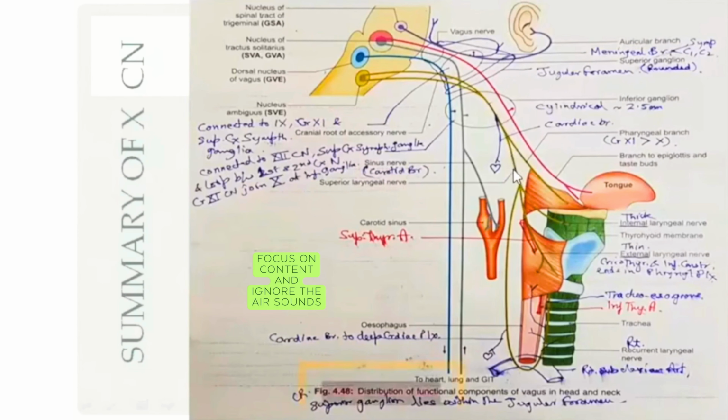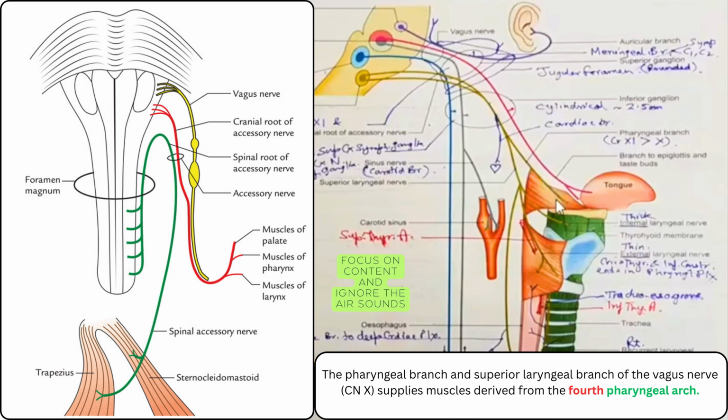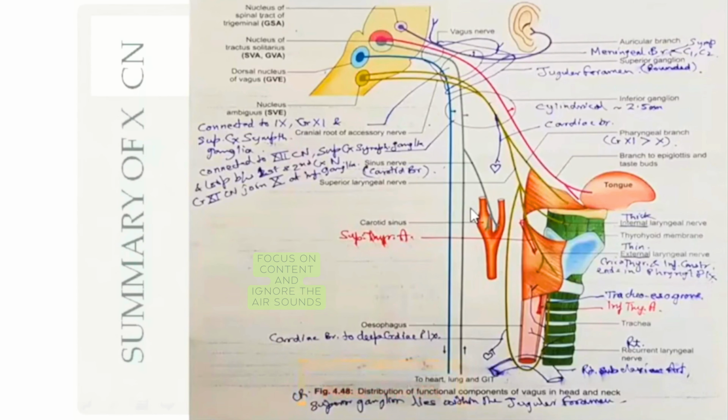So the superior laryngeal nerve arising from the inferior ganglion, this pharyngeal branch not only supplies the pharyngeal muscles but also the soft palate. So it will give a branch to the soft palate as well, and it will supply all the muscles of the soft palate except tensor veli palatini, right? So this will have a very important role in deglutition.